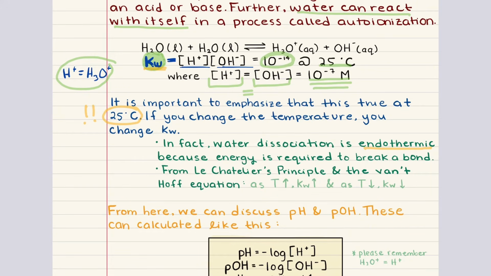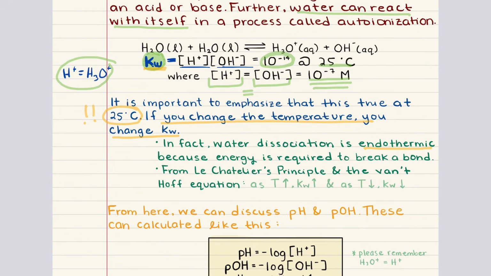So as the temperature increases, Kw becomes larger, and as the temperature decreases, Kw becomes smaller. And according to Le Chatelier's principle, heating favors more ionization, while cooling favors less. So what this means is that at higher temperatures, the concentrations of both hydronium and hydroxide increase, while at lower temperatures, they both decrease. Now here's the subtle but very important point.